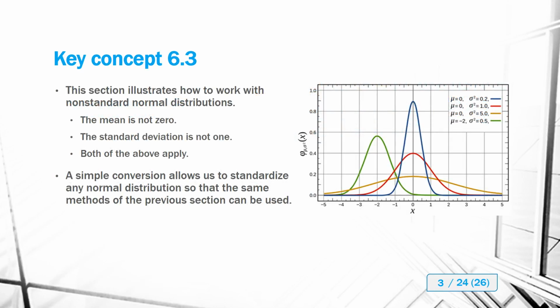The key concept here is to illustrate how to work with non-standard normal distributions. So the mean is not going to be 0, the standard deviation is not going to be 1. It may be one or the other, or maybe both of them together. Typically it is both, but any way you slice it, we're not dealing with the standard normal distribution. However, we can use a simple conversion method that allows us to standardize any normal distribution so that we can use the methods of the previous section to then fill out the full power of statistics with normal distributions.